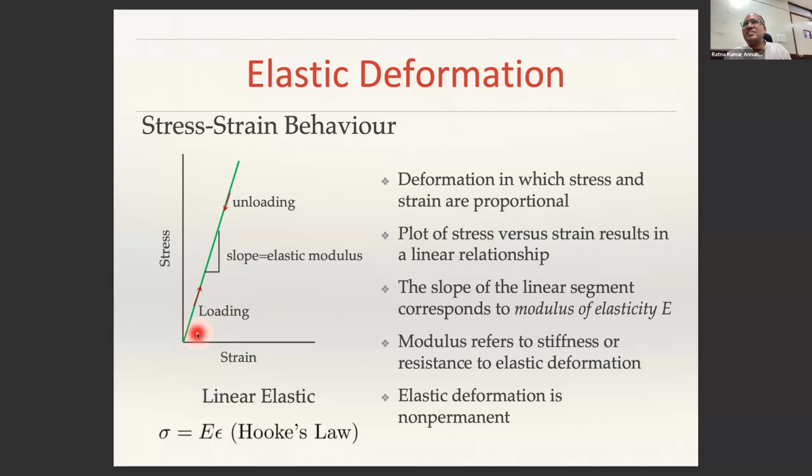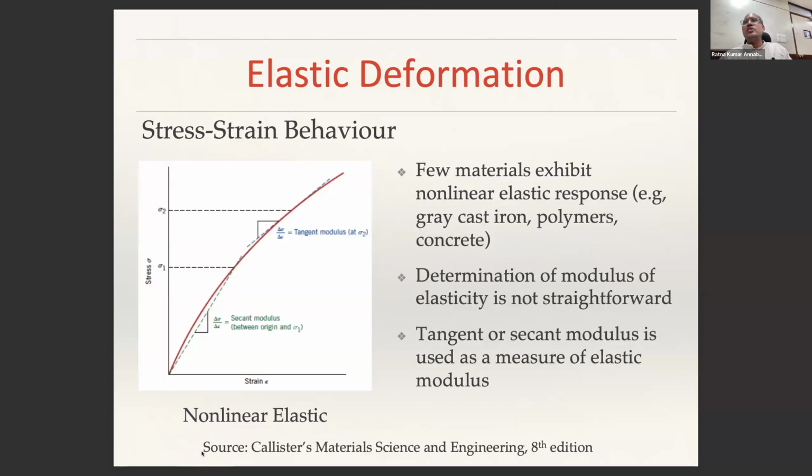If the material is non-linear elastic, this curve will not be a straight line, but it could be some curve like that. Then the slope of the curve will be changing as a function of strain. Then we will not call it elastic modulus, but tangent modulus, which depends on the local strain. So elastic modulus will not be a constant anymore. That is the case with nonlinear elastic materials. This is how a nonlinear elastic material looks. Few materials exhibit such nonlinear elastic response, for example, gray cast iron, polymers, concrete, and so on.